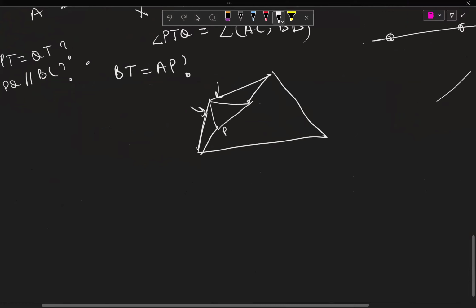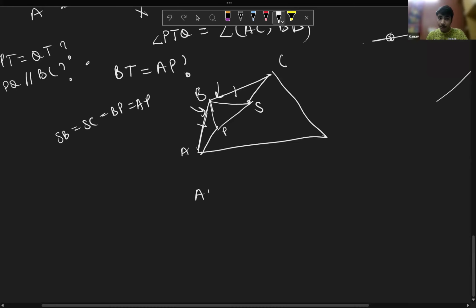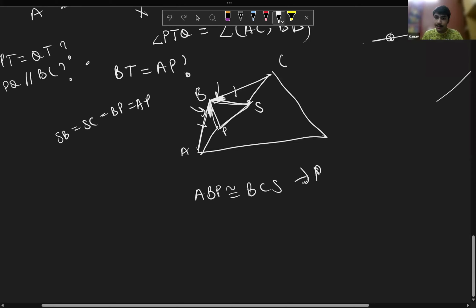Yeah. So if I define the point S such that, I'll label the points, this is A, B, C. If I define a point S such that SB is equal to SC is equal to BT is equal to AP, we know AB is equal to BC. So we get the congruence that we wanted: ABP is congruent to BCS. We get both of these angles are equal. We know this is an isosceles triangle, so this implies PS is parallel to AC. Correct?